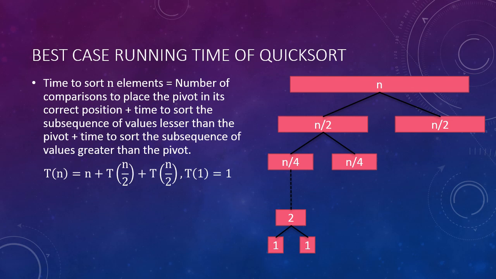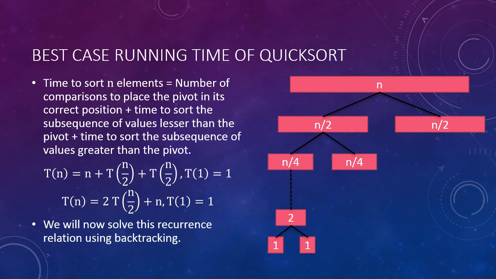Tn is n, which is the number of comparisons for the pivot, plus Tn by 2 plus Tn by 2. This is a recurrence relation. The base case is T1 equals 1. Rewriting it, Tn is 2 times Tn by 2 plus n. We will now solve this recurrence relation using backtracking.